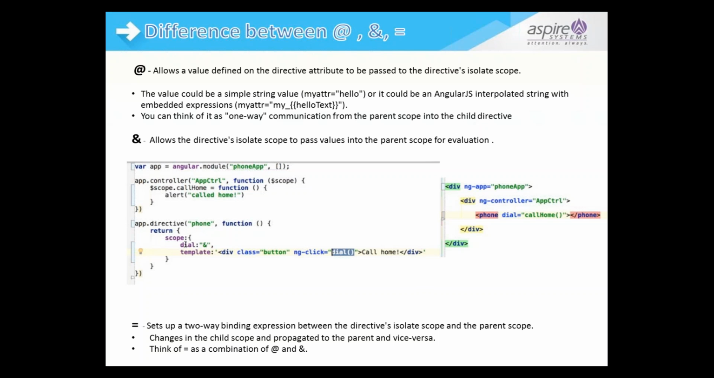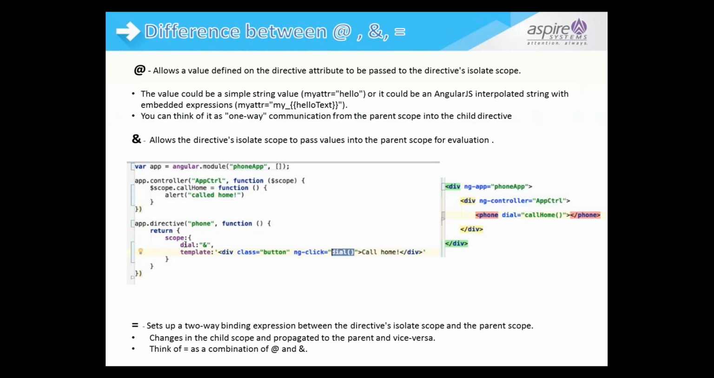Read it again. It allows a value defined on a directive attribute. So the directive attribute is the title to be passed to the directive's isolated scope. In any AngularJS application, any AngularJS page, the value has to be present in a scope to be displayed in a page. Agree with it? Only if the value is present in a scope, it will be displayed in the HTML. So in order to put the value inside the scope, this @ is used from its parent.